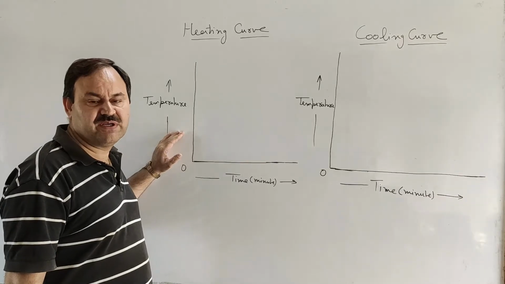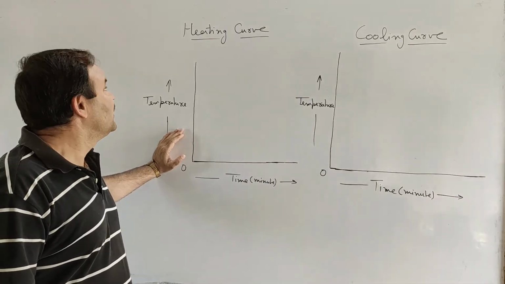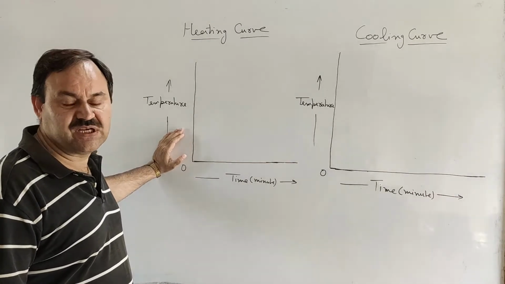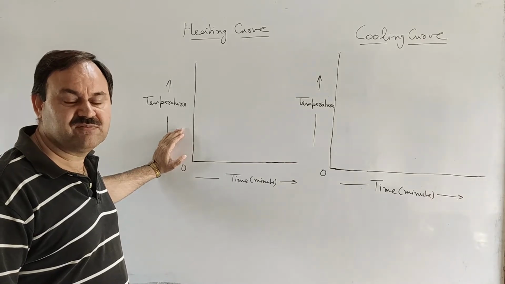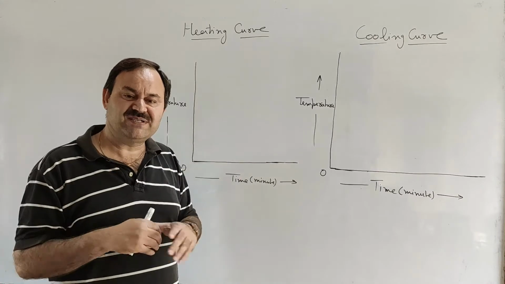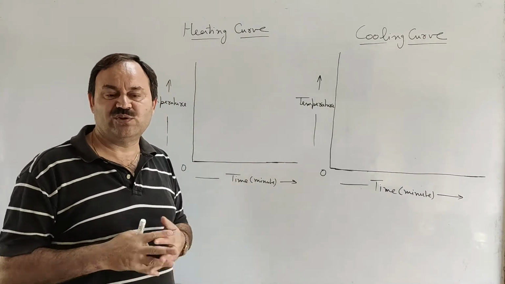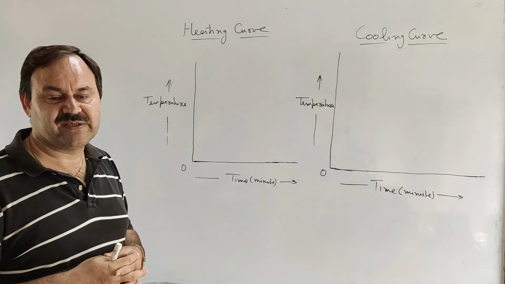Now we will use all the information gathered in previous videos to draw the heating curve and cooling curve. To draw the heating curve, we will assume that a solid is below its melting point and heat is being supplied to it at a constant rate.